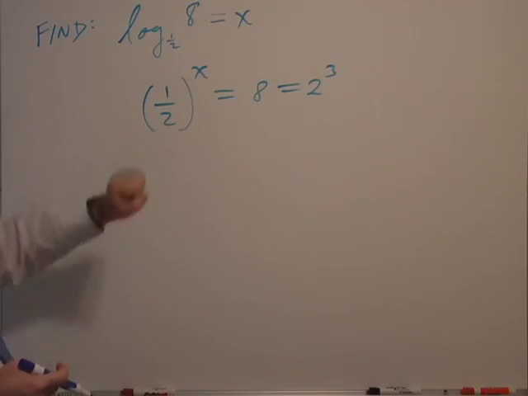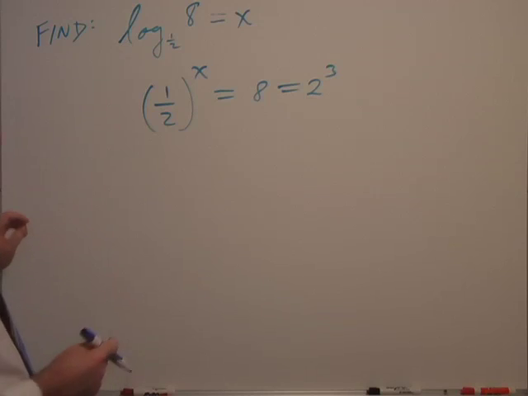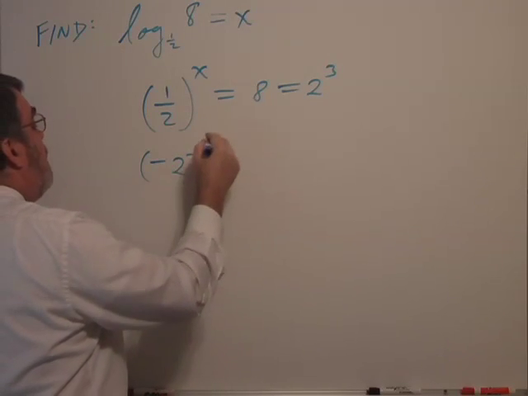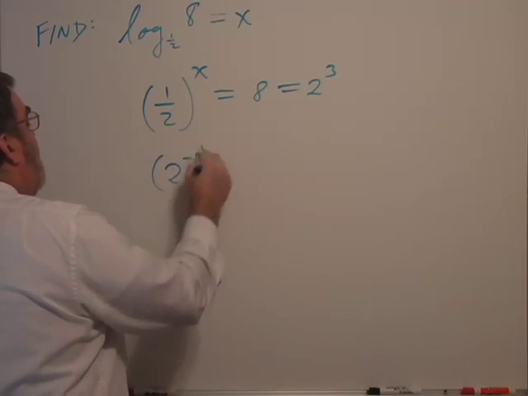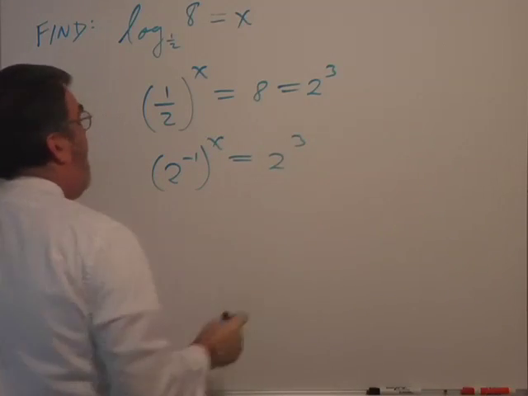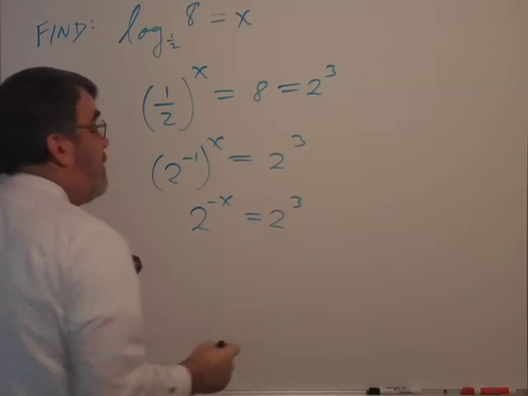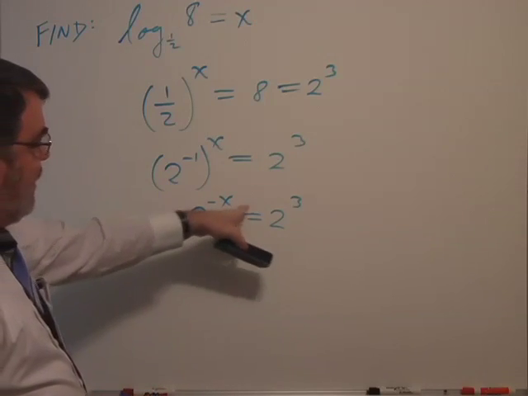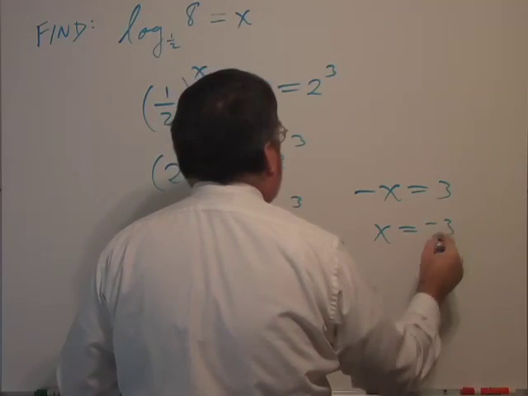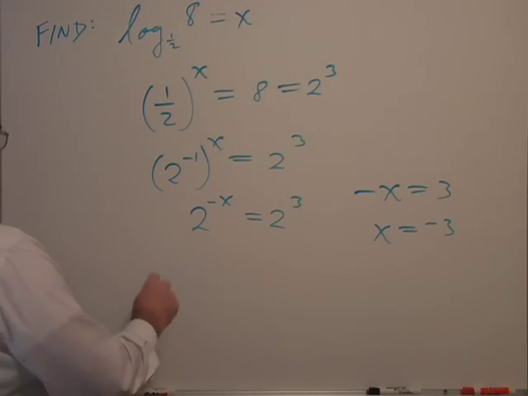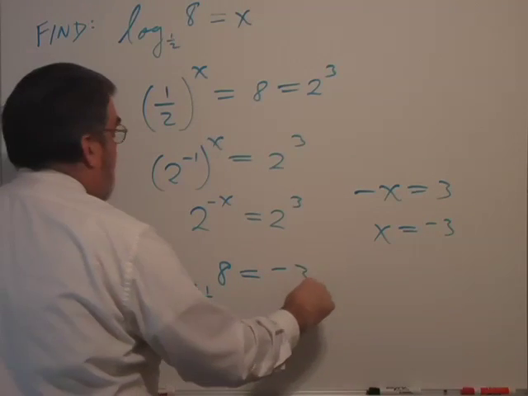So it looks promising. And we could say, well, 1/2 is 2 to the minus 1 power. Oops, I didn't mean negative 2, I meant just 2. 2 to the minus 1 power is 1/2. So I think we're making headway here. If I take out these parentheses, I have 2 to the minus x equals 2 to the third. So what's that tell us? It says that negative x equals 3, so x would be negative 3. That means my original problem, the log of 8 base 1/2, would be negative 3.